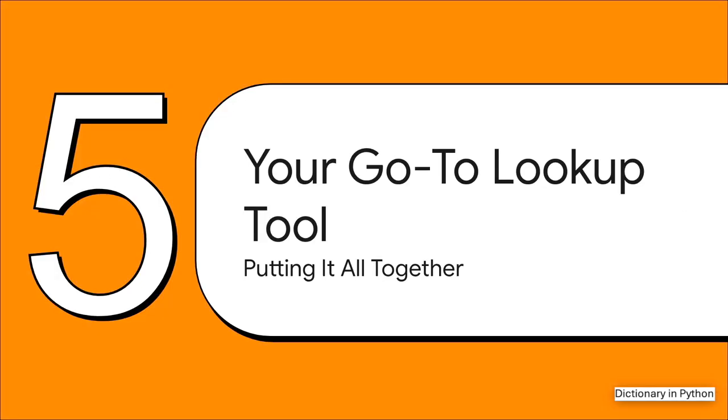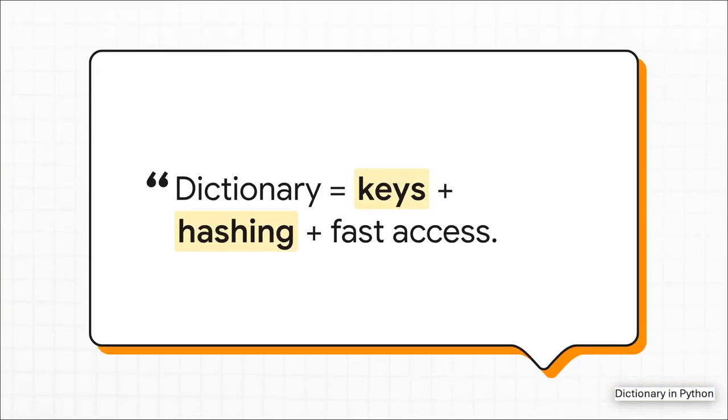Okay, let's bring it all home. What does this all mean for you when you're sitting down to write some code? Let's put it all together. I love this summary. It perfectly nails the whole idea, you know? A dictionary is all about using keys, which are processed through hashing, all to achieve one goal: incredibly fast access to your data.